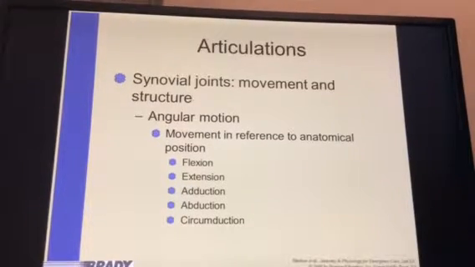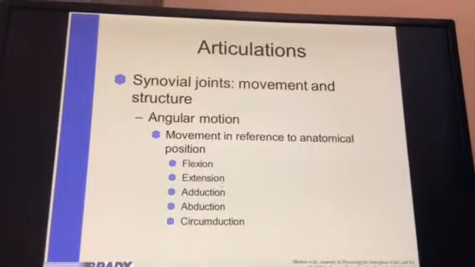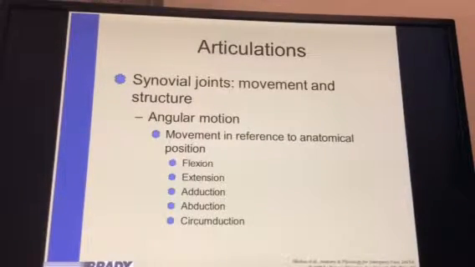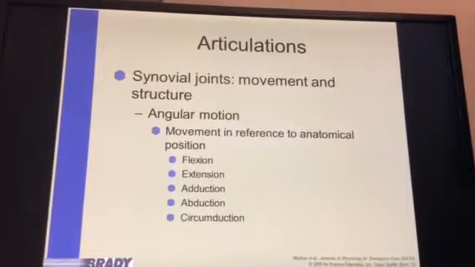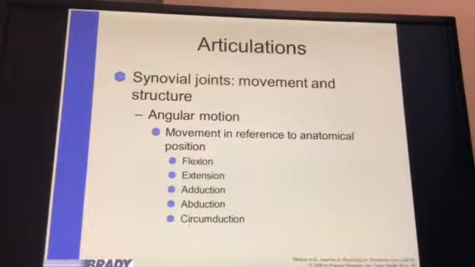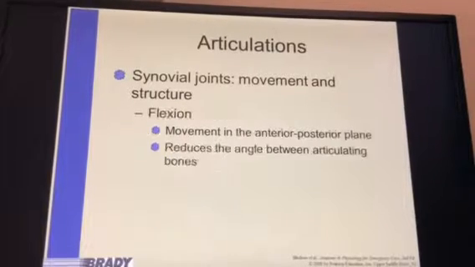Other areas are angular motion. This is basically so we can move things at angles. That allows us flexion and extension, as we see in the glenohumeral joint, and down between the humerus and the ulna. It allows adduction and abduction. The shoulder joint allows all of these as well. And circumduction, again, is that motion so it can go around in a circle.